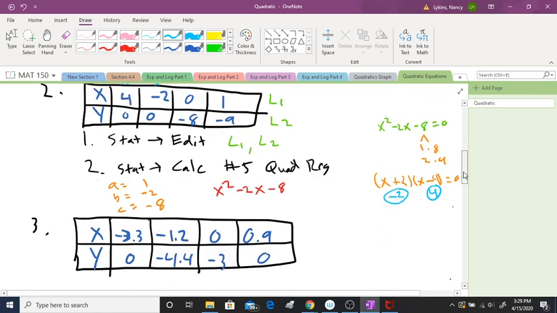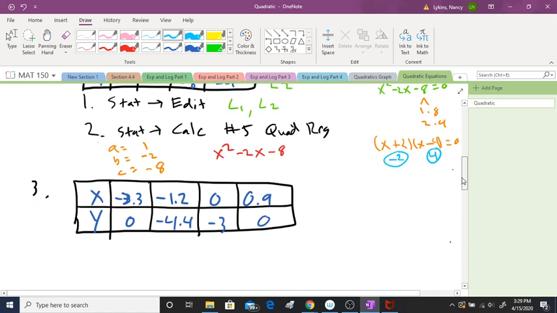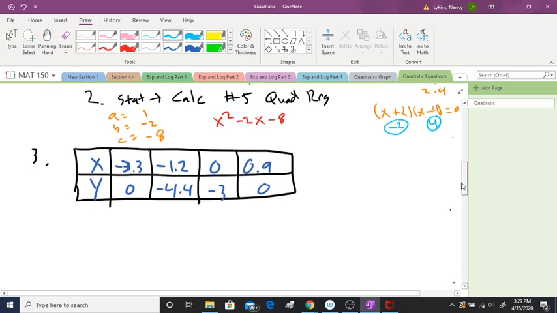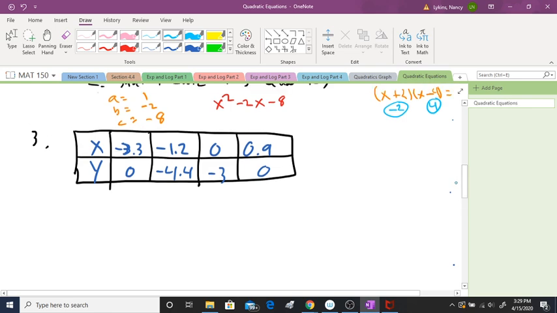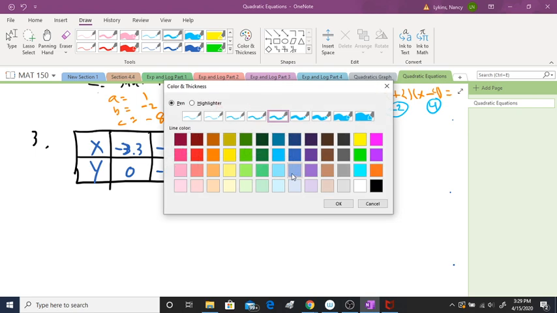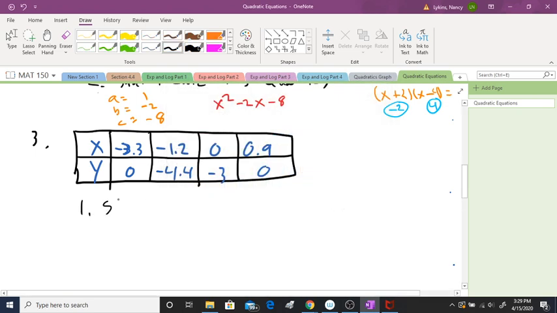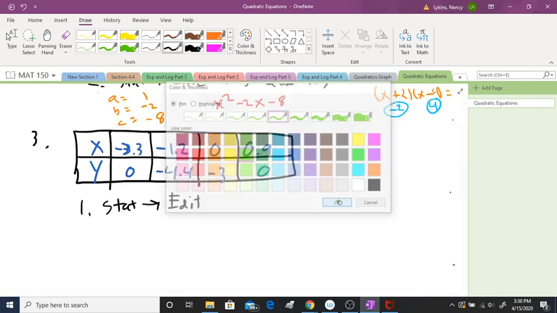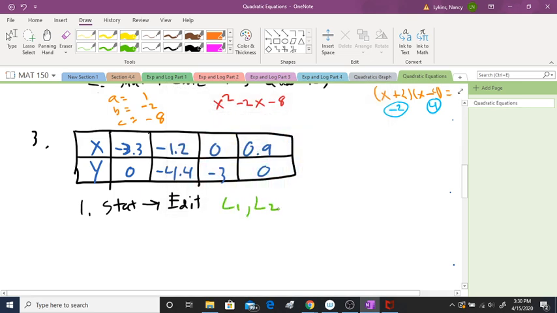Now finally, this is going to be looking familiar with our last lesson as well. So on this one, and as you all are looking at this, I'm going to still rewrite these steps. So stat, edit, my L1 and L2 values.